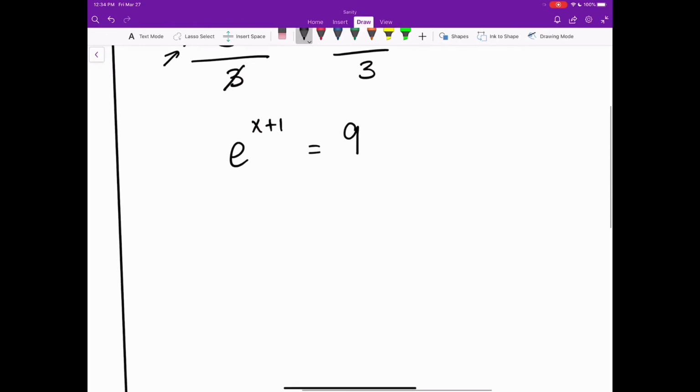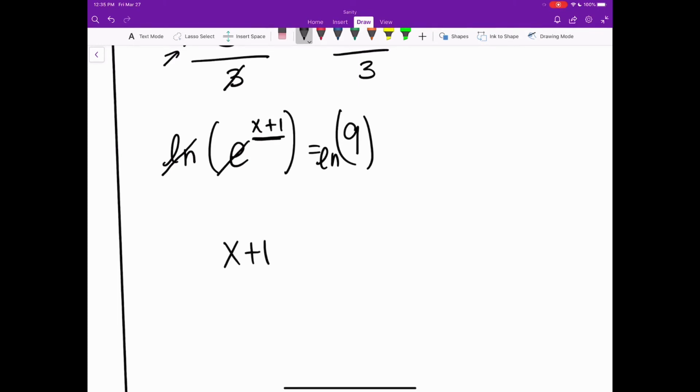And then we have to figure out, well, we could use the natural log to cancel out this e. So I'm going to take the natural log on both sides. What you do to one side, you must do to the other. So we said natural log and e cancel each other out. So you're just left with this exponent up here. So I'm left with x plus 1 equals, and then I have natural log of 9.